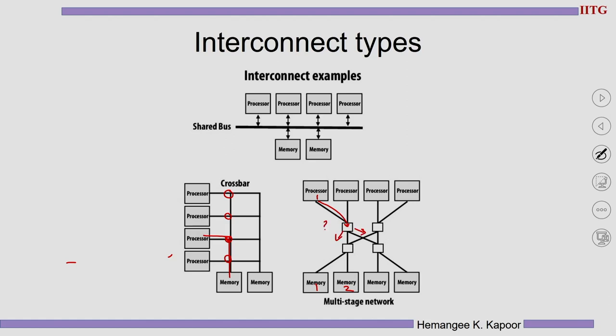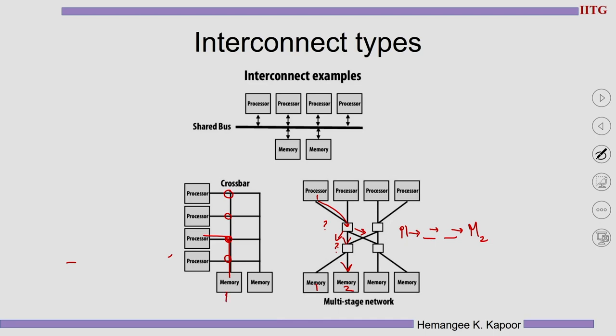So this decision has to be made. Then it decides to move here. Again, here it has to decide where to go and then go here. Right? So there are multiple stages through which P1 will connect through the first switch, then another switch, and then it will reach M2. Okay, so there are multiple stages to reach. But the good point in a multi-stage network is we can establish connections across all memory modules.